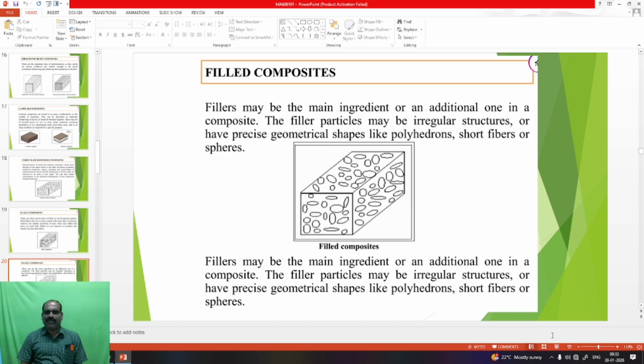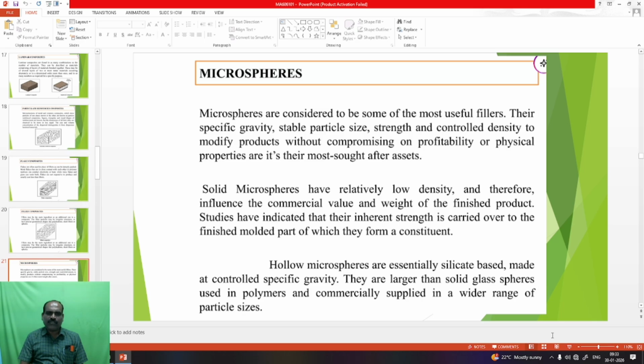Filled composites. Fillers may be a main ingredient or an additional one in a composite. The filler particles may be of irregular structure or have a precise geometrical shape like polyhedrons, short fibers or spheres. Microspheres are considered to be some of the most useful fillers.